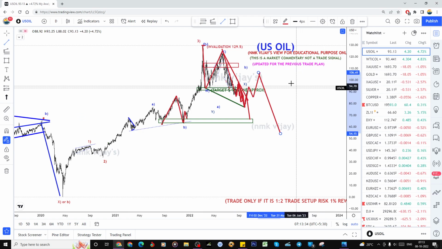At that time, crude and equities are related to each other, correlating to each other. So at that time I'm expecting a little bit of correction in the dollar. So if the dollar is going to correct, then oil can go higher.